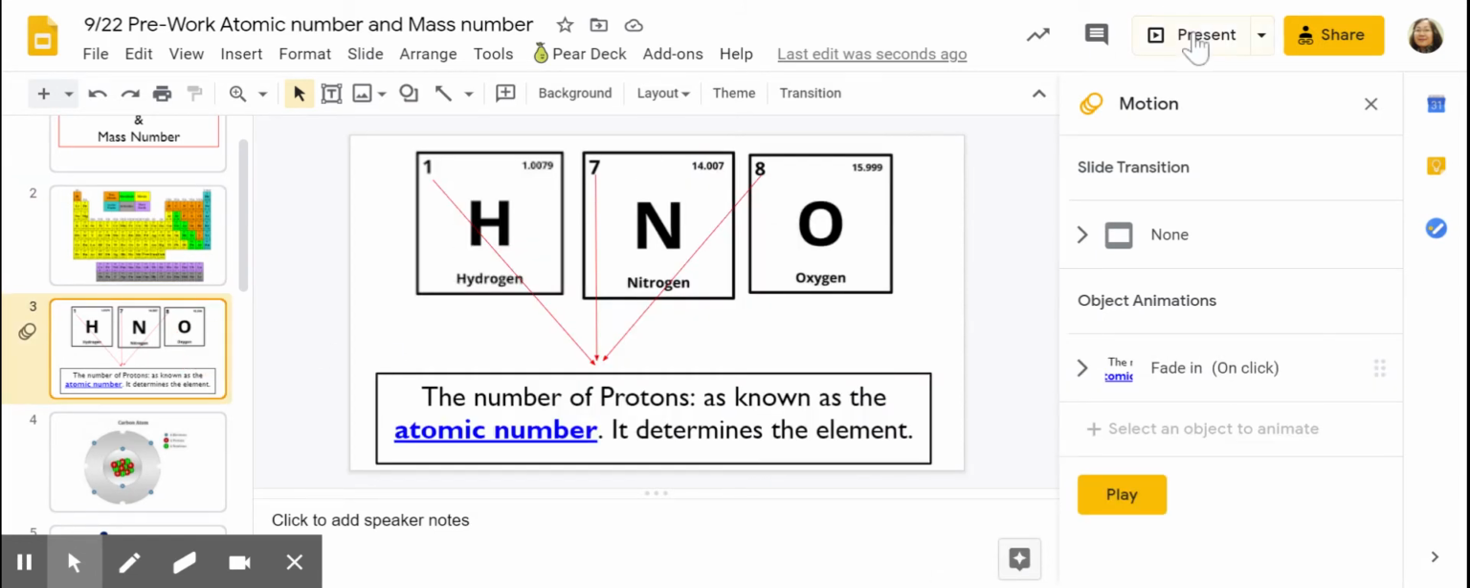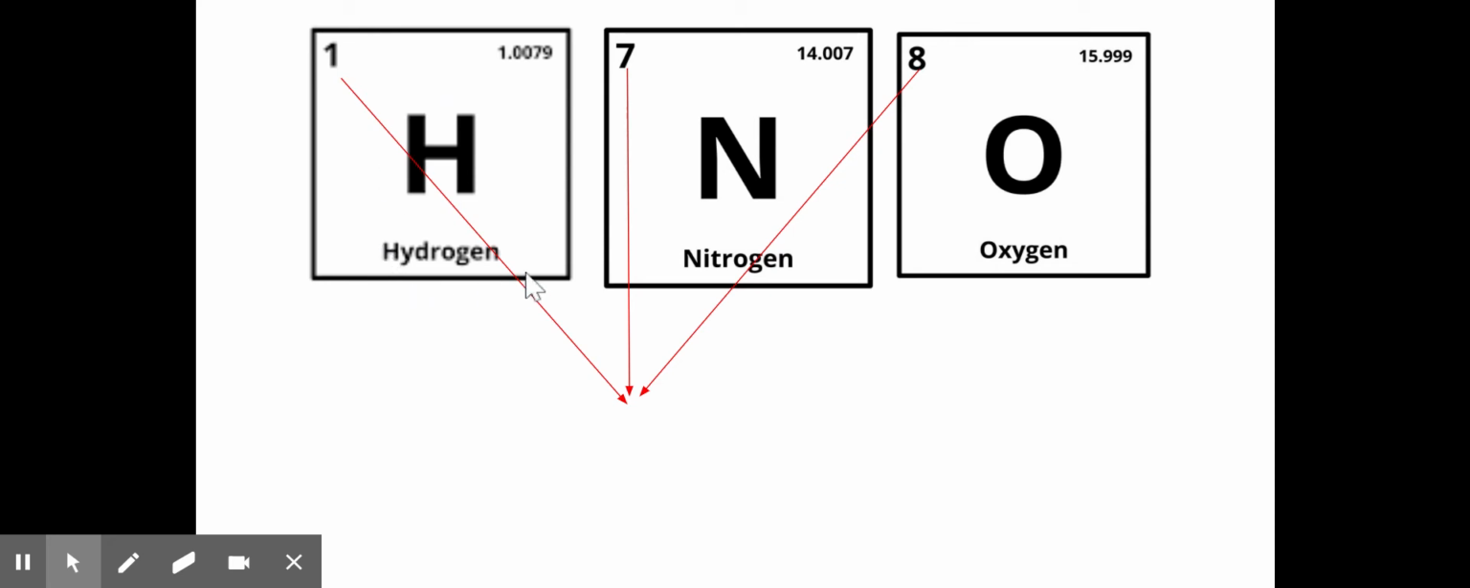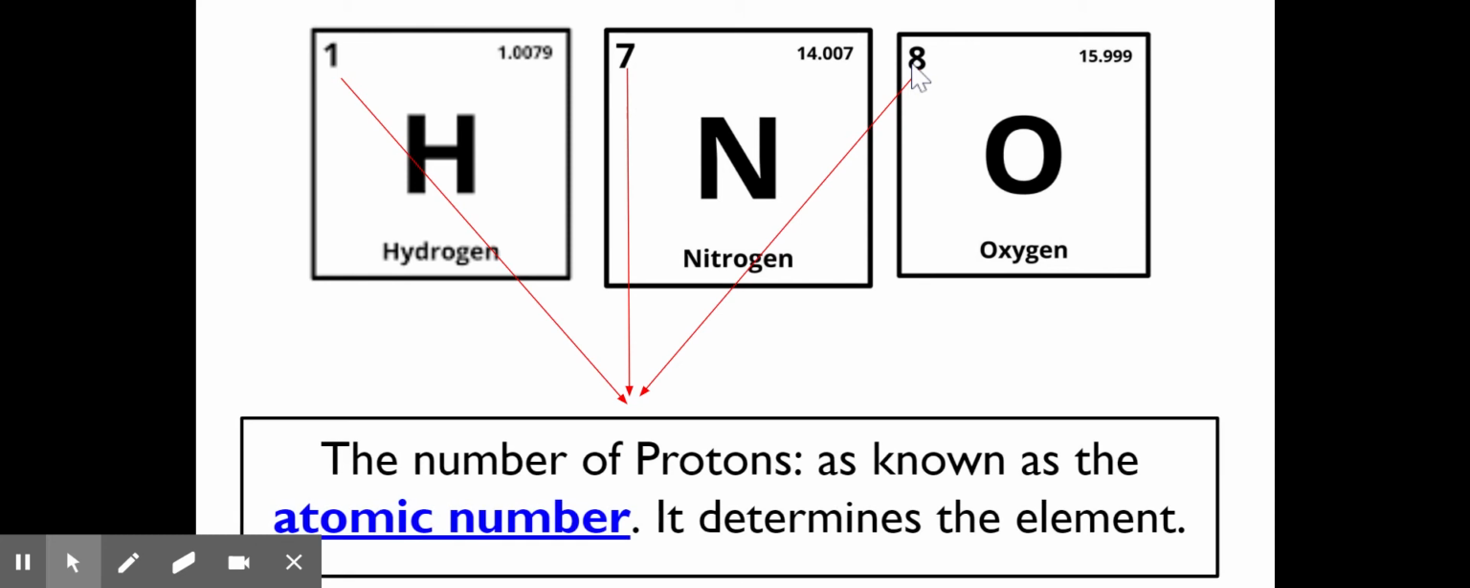Sorry, my computer froze again. So if we take those symbols out, this is the typical symbol in the periodic table. H is for hydrogen, N is for nitrogen, O is for oxygen, and for each of these squares, this is the element name, this is the element symbol, and there are two numbers. This one is 1, 7: nitrogen is 7, hydrogen is 1, oxygen is 8.